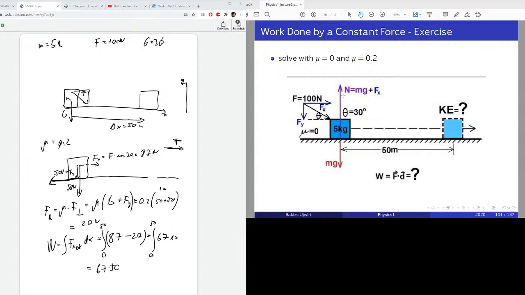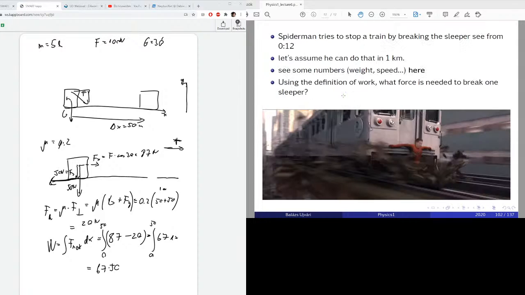I think you will be able to solve such an example, and for homework you can look at this YouTube video, click on this 12, and make some assumptions. Here you can find some numbers, like what is the weight of the train, what is the maximum speed of the train, and by the definition of the work you can calculate what is the force done by Spider-Man, and believe it or not, you will get some really reliable numbers. What is the force you need to break the sleepers as in the sea? We will solve it in the seminar.